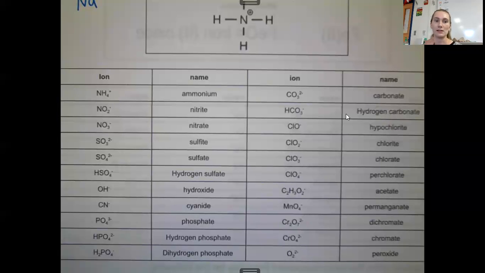With our nitrate and our nitrite, they both have nitrogens and oxygens, but they have a different number of oxygens. That's how we get a little bit of difference, so we've named them a little differently. As we get to the bottom, we have things bonded to hydrogen. We have a phosphate, which is PO4, but we also have a hydrogen phosphate, which is going to be a different formula.